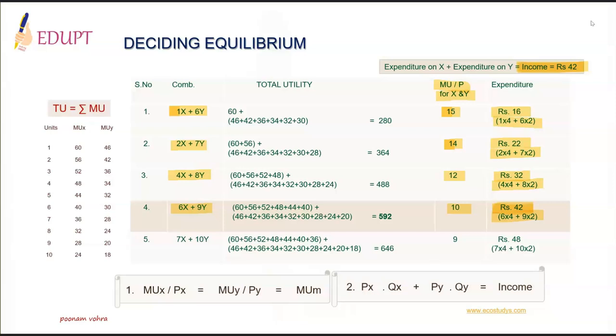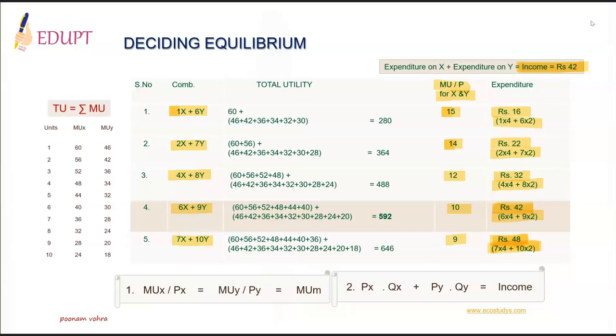Next combination is 7x plus 10y, where marginal utility is the same in both cases, 9, where expenditure incurred is 48. That is 7 into 4 plus 10 into 2. With this combination, expenditure incurred is more than the income the consumer has.